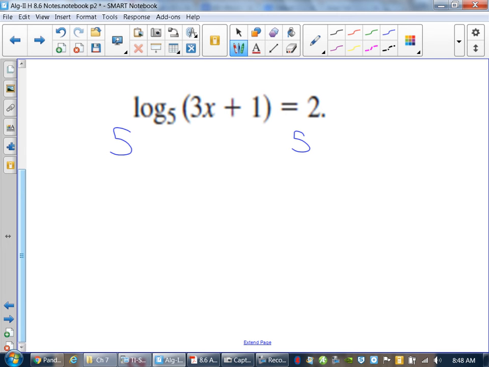So what happens is 5 to the log base 5 of that, what are you left with? 3x plus 1 equals 5 squared, otherwise known as?